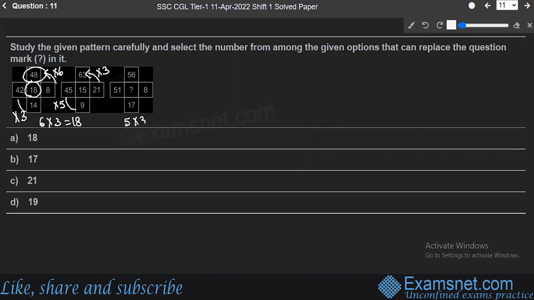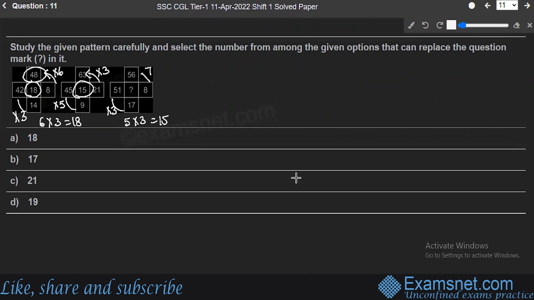5 3s are 15, which is there in the middle number. Okay, fine. So this is our logic. We got our logic, right? Let's see in the third one. Now if I'm multiplying this 17 with 3, you will get 51.